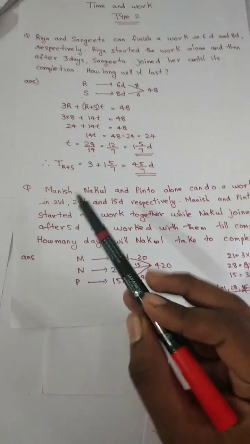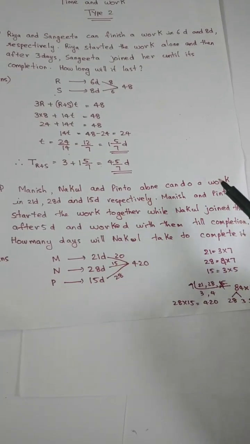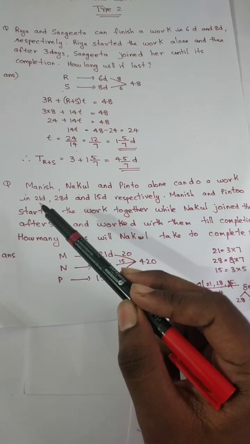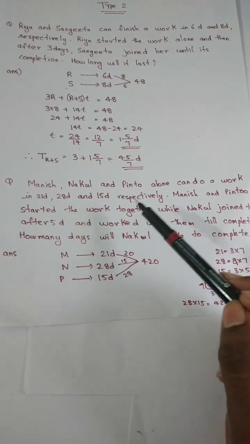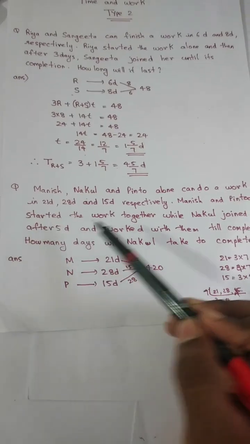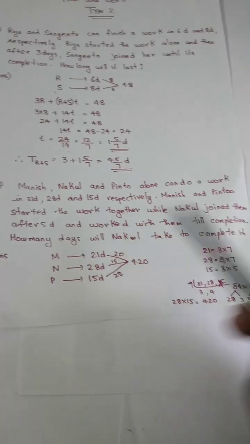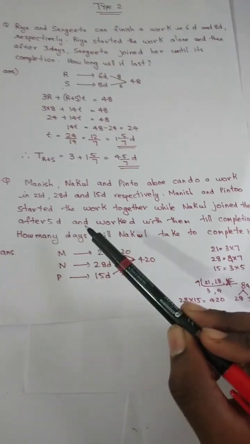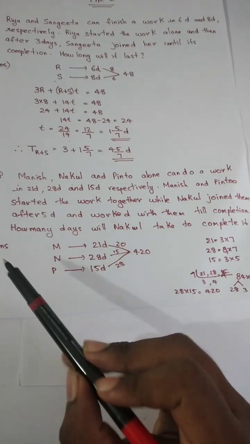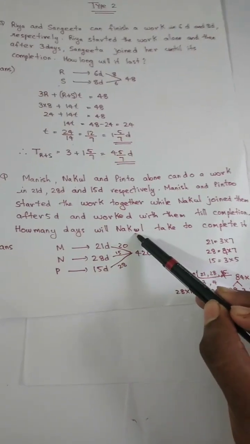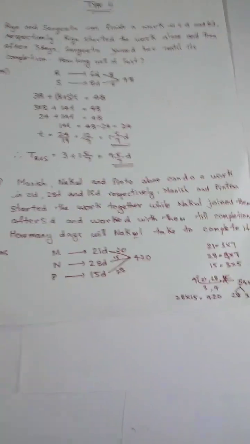Next question. Manish, Nagul and Pindo alone can do a work in 21 days, 28 days and 15 days respectively. Manish and Pindo started the work together while Nagul joined them after 5 days and worked with them till completion. How many days will Nagul take to complete it?